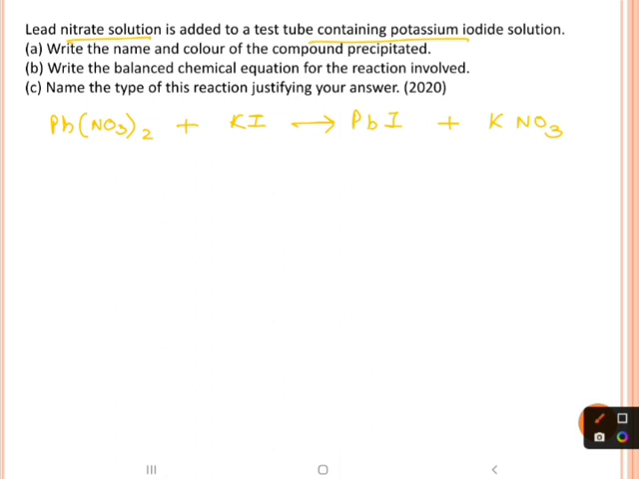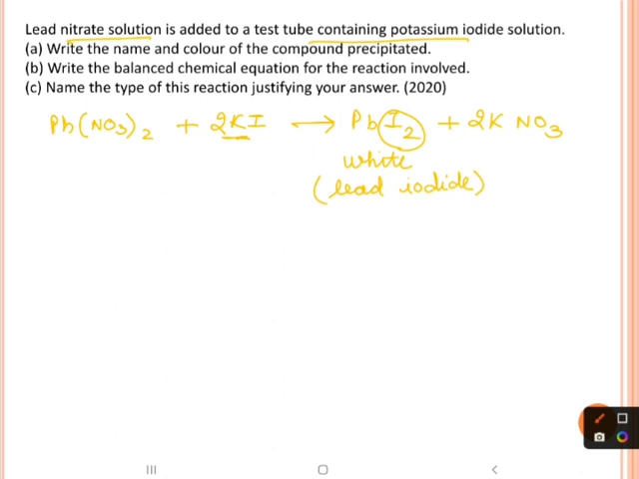Okay, here we will be forming PbI2. This is lead iodide. Okay, so balancing the given equation, here we have 2 iodide, here we have to put this 2, and as a result here 2 potassium, so here also we'll put 2. This equation will be balanced. Now write the name and the color of compound precipitated. Now this is white colored lead iodide precipitated, which has been formed over here.